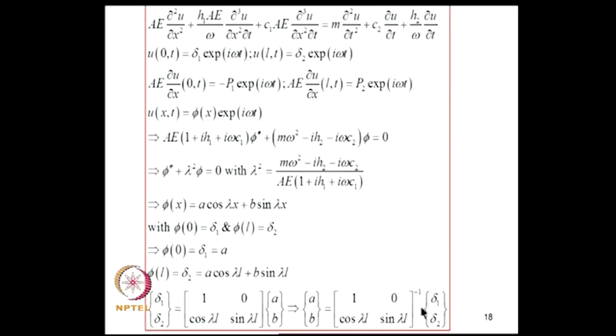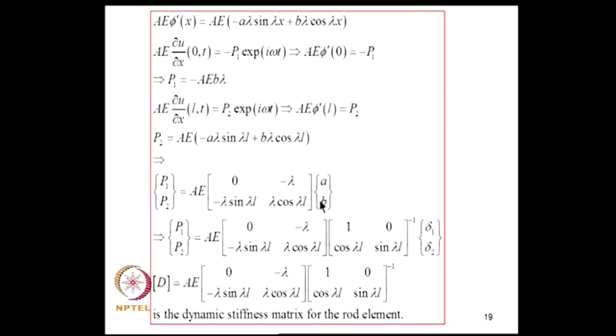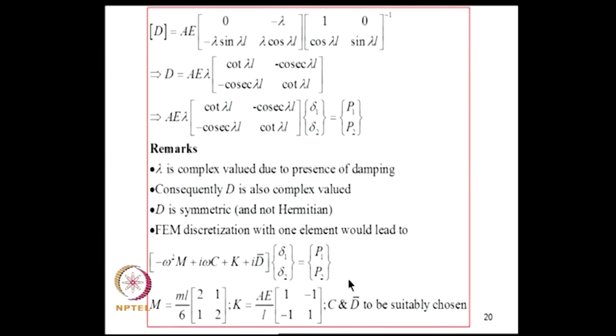So, that is this. So, consequently, now I have a and b in terms of delta 1 and delta 2, that is what I have derived, and I am expecting delta 1, delta 2, P 1, P 2 to coexist. Therefore, I should get the same a b. So, substitute for a b, I get this. So, now this matrix, that is A E into the inverse of this matrix, is called the dynamic stiffness matrix for the rod element. If you carry out this simplification, you can show that the dynamic matrix is given in terms of cotangent and cosecant functions, which is given here.